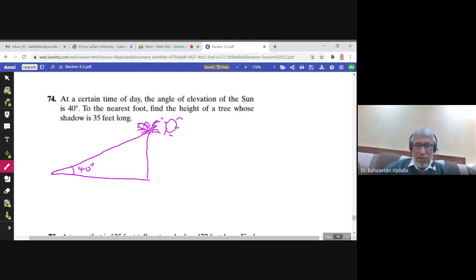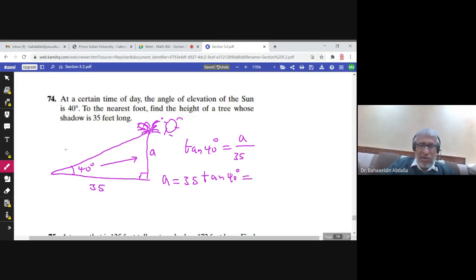You have a right triangle. What do we have? We know that the angle is 40. Find the height of the tree, so this is not known. The shadow is 35. Again, you need the opposite, and you have the adjacent. So tan 40 is A over 35. Multiply: A would be 35 times tan 40, and please find the answer.